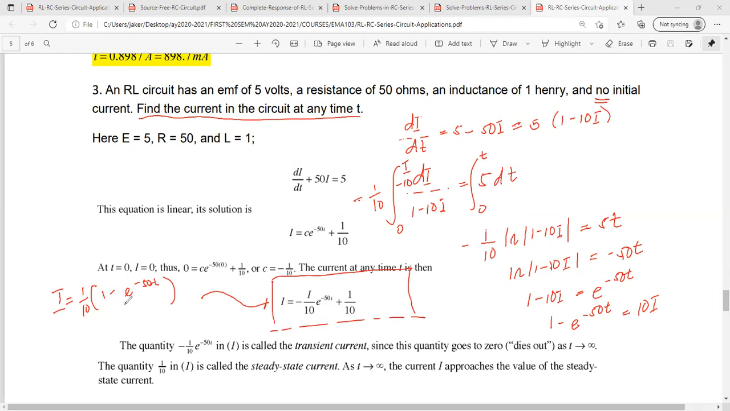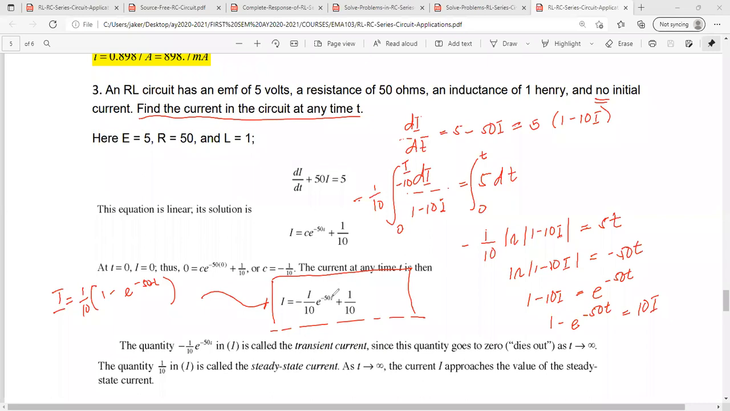Okay? There is one thing very important for you to take note of whenever you're given an RL circuit, because the expression for your current will have two terms. The one that has the exponential function and the one that is constant. And there are terms associated with these terms in your equation. The expression negative 1 over 10 e raised to negative 50t is what we call the transient current. Now, why is it called the transient current? Because this expression dies out or becomes 0 as we substitute infinity to that t variable here.